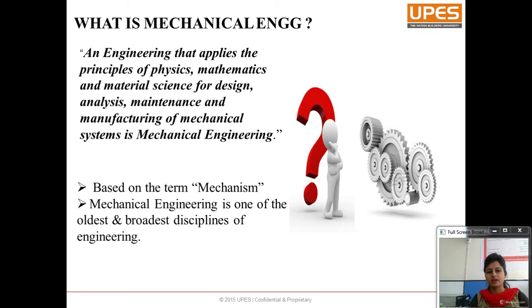It is an engineering that applies the principles of physics, mathematics, and material science for the design, analysis, maintenance, and manufacturing of mechanical systems. Basically, mechanical engineering is based on the term mechanism, for converting input to output. When we have certain mechanisms, that comes under the category of mechanical engineering. Wherever you have the term mechanism, wherever you have motion and machines involving some type of mechanism, there is mechanical engineering. It is one of the oldest as well as the broadest disciplines of engineering.